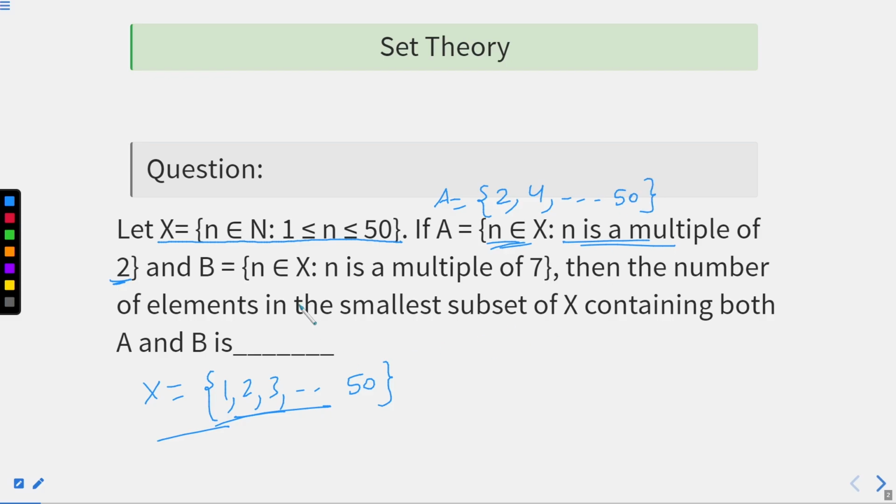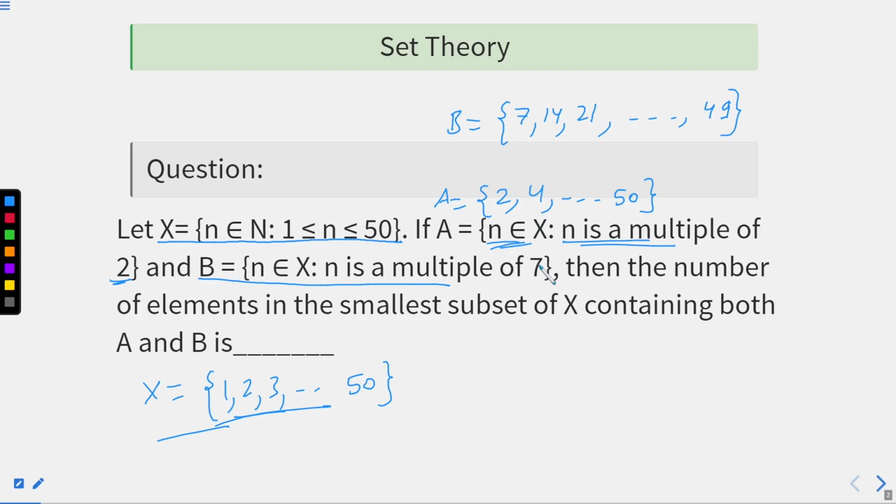Now another set B is given, with the property that the elements are multiples of 7. So let's write the set B: 7, 14, 21, 28. Now what will be the last member of this set? It is 49.